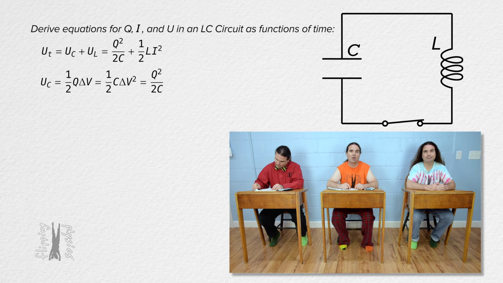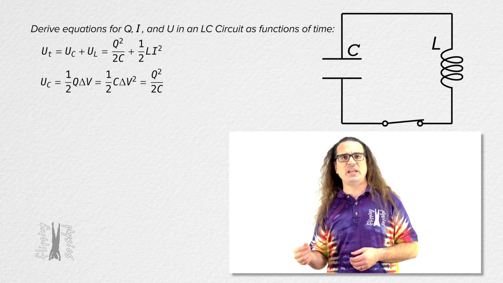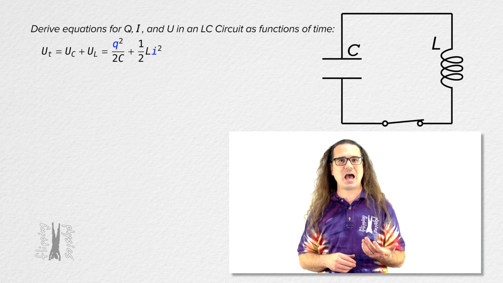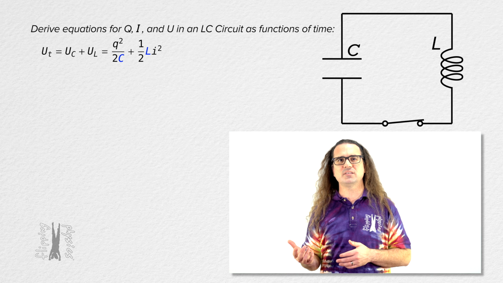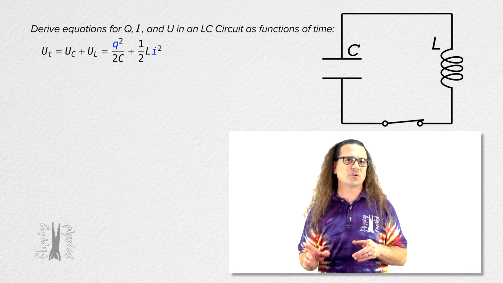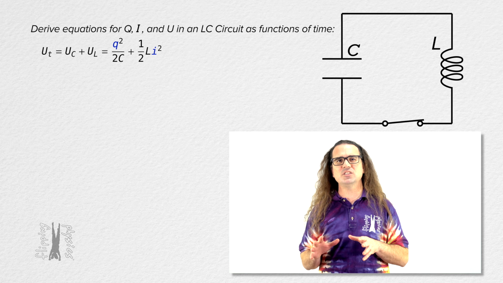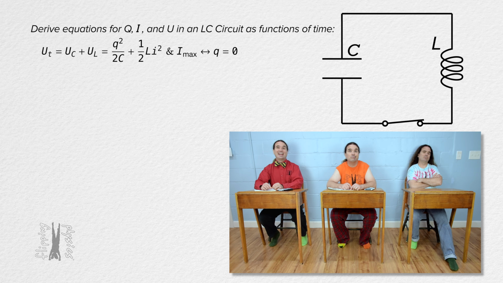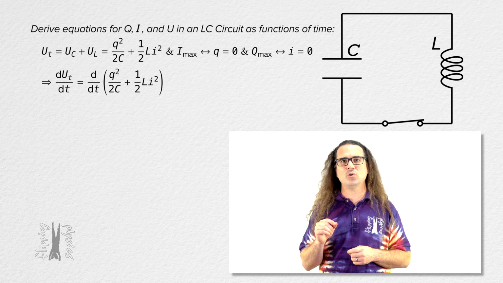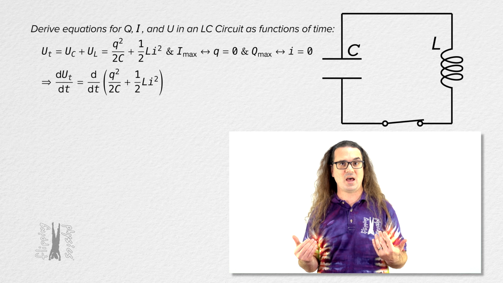In an inductor-capacitor circuit, charge and current are changing as functions of time, so let's use lowercase variables for q and i. Typically, we use uppercase symbols for constants and lowercase symbols for variables. Also, we already discussed this, however, let's specifically identify that current through the inductor is at its maximum magnitude when charge of the capacitor equals 0, and charge of the capacitor is at its maximum when the current through the inductor is 0. Next, let's take the derivative of the total energy equation with respect to time.